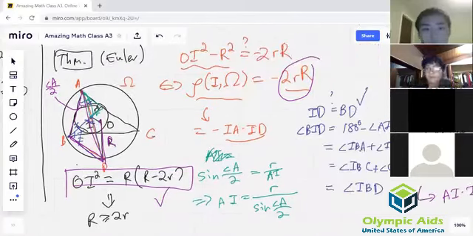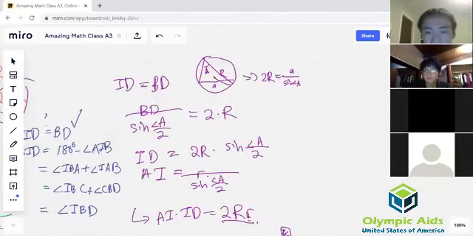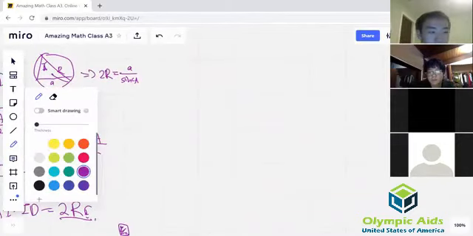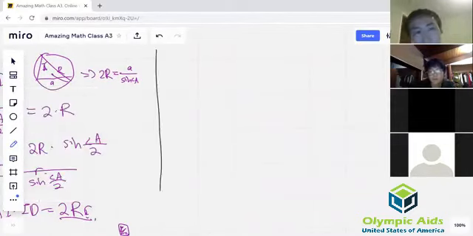So that's all of power of a point. We covered both the power of a point theorem as well as the literal power of a point, which is the function rho.